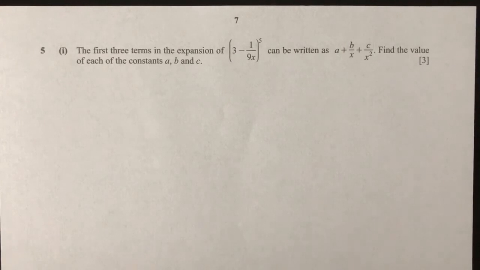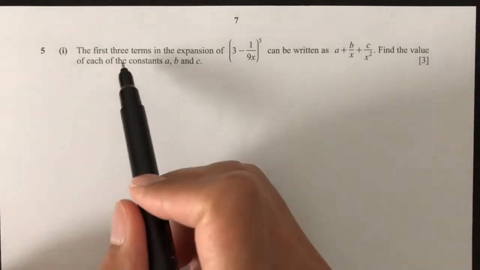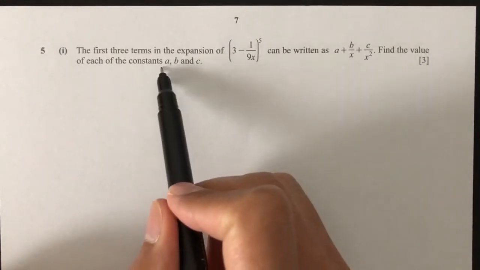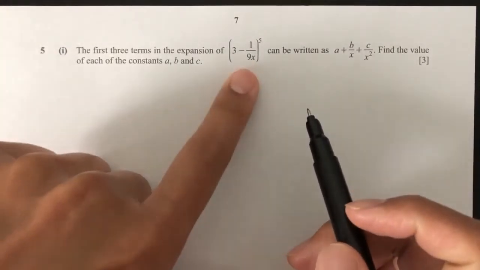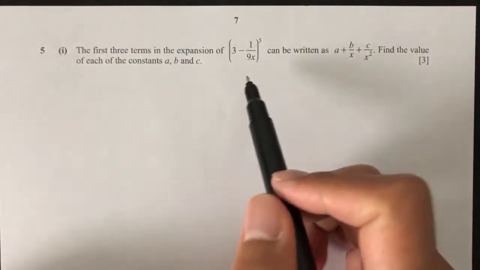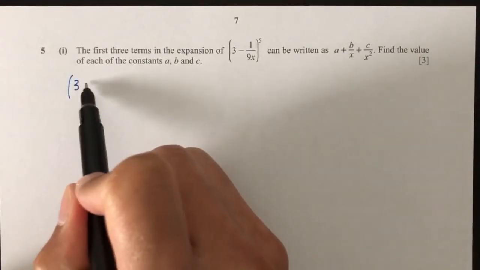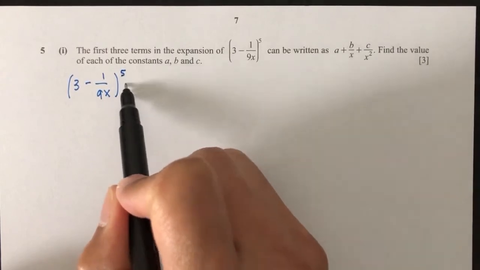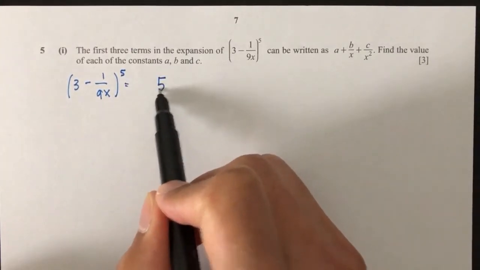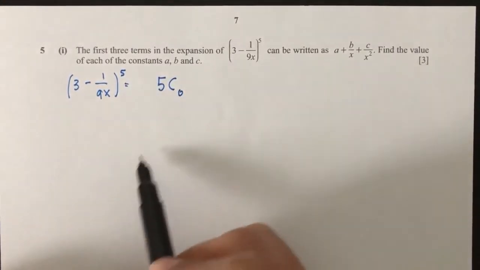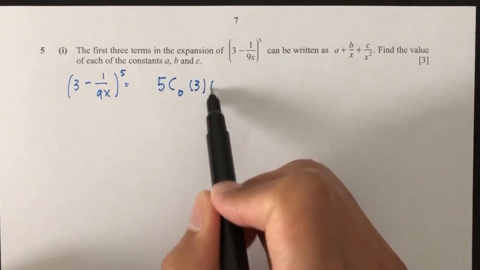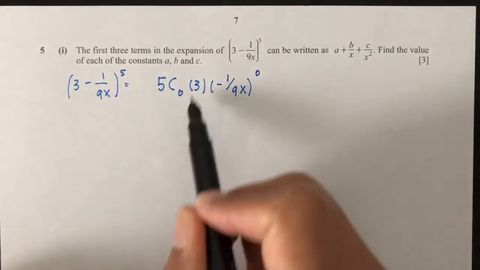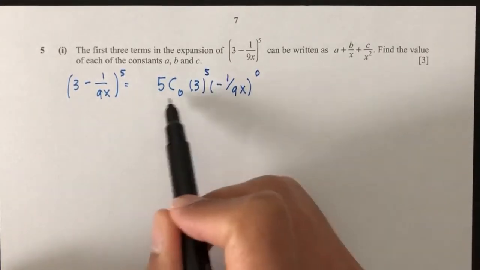Question number 5, part 1. It says the first 3 terms in this expansion can be written as this. Find the value of a, b, and c. So basically we have to expand this and find the first 3 terms. So let's do that: (3 minus 1 over 9x) power of 5. Expand the first 3 terms. The first term is 5 choose 0. First term is 3 to the power 5, and this will be minus 1 over 9x to the power 0.